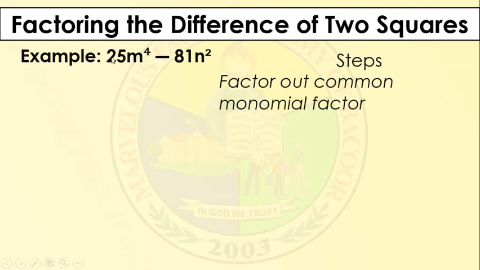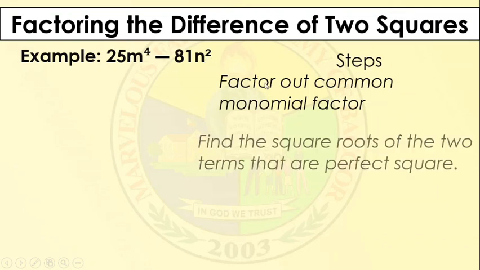Okay, so based on the binomial term, wala naman siyang common na factor kasi kapag ifa-factor mo naman si 25, hindi naman siya magiging divisible sa 81. And then ganun din kapag ifa-factor mo sa 81, hindi rin naman divisible kay 25. Ganun din naman yung mga variable nila. Magkaiba naman sila ng variable. Okay? So, ang next step natin is find the square root of the two terms that are perfect square.